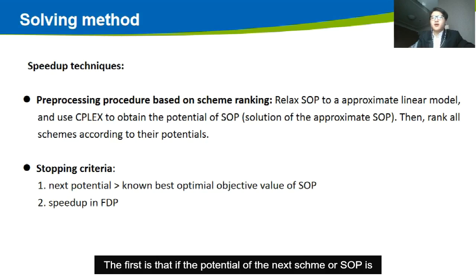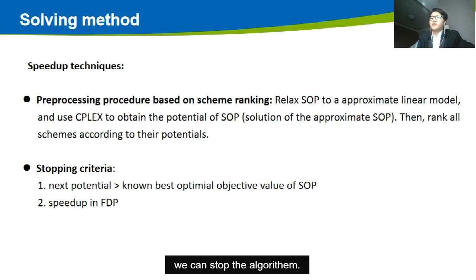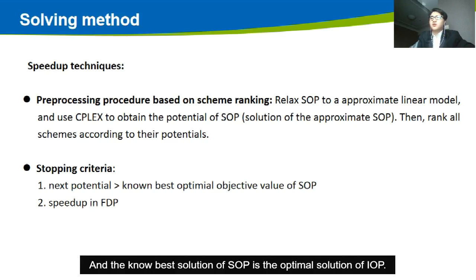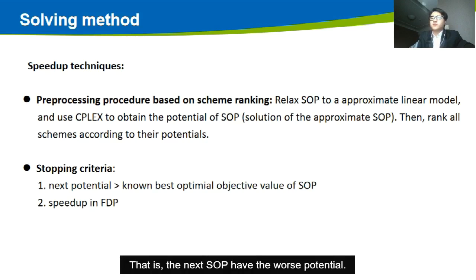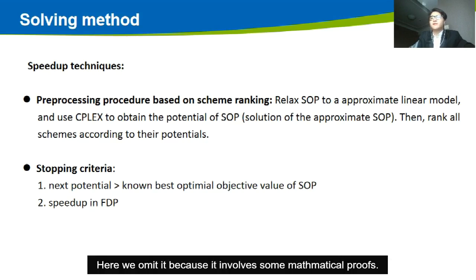The first is that if the potential of the next scheme or SOP is worse than the known best objective value of SOP, we can stop the algorithm, as the known best solution of SOP is the optimal solution of IOP. This is because we rank all SOPs according to their potentials. That is, the next SOPs have worse potentials. The second stopping criterion is about FDP. Here we omit it because it involves some mathematical proofs.